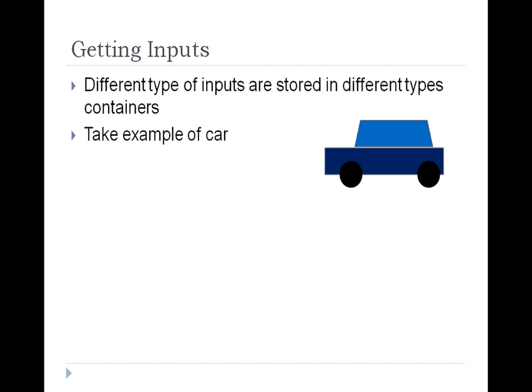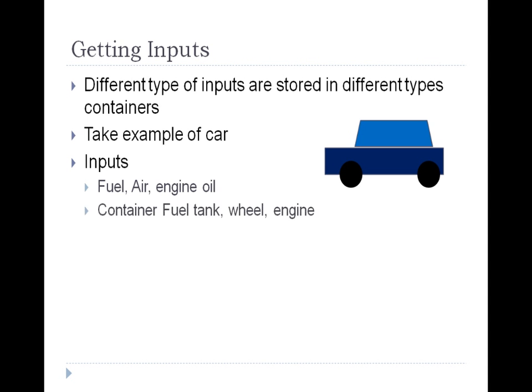Let's take the example of a car. You see a car, a nice little car is drawn over here, and this car has many inputs. You put the fuel in the car, you put air in the car, and some engine oil also goes into the car. But the containers for the fuel and the oil and the air are all different. The container for fuel is the fuel tank, and the air goes into the wheel, while the engine oil goes into the engine.